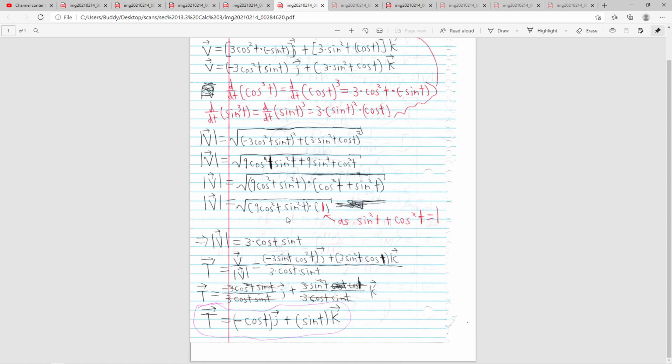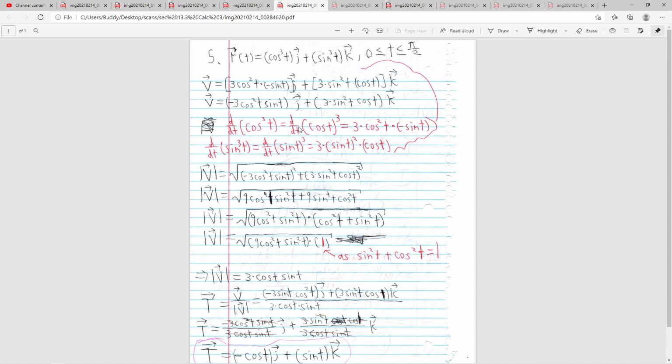And that can conveniently be taken the square root of individually, so it's 3 cosine t sine t, since they're all a product of each other, and it cancels out the square root. And then you take this, and a lot of things get canceled out when you do the division of v by the magnitude of v, as I try to show here. Those things are crossed out, and you get negative cosine t j plus sine t k. And that's your unit tangent vector.